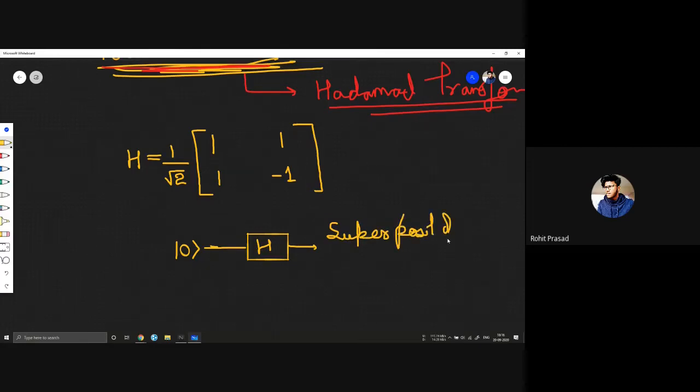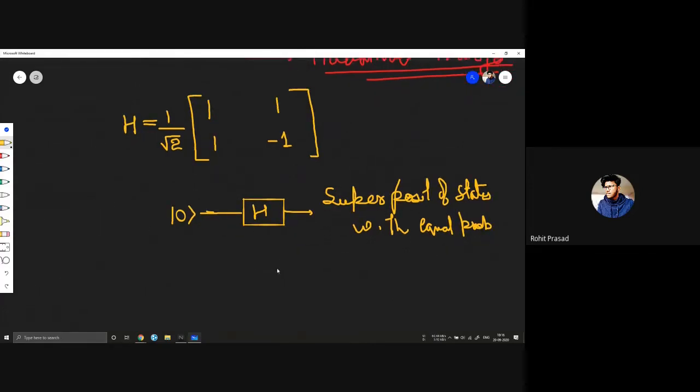Position of states with equal probability. So if we apply it on 0, it will give you something like this: 0.5 probability of 0 and 0.5 probability of 1.